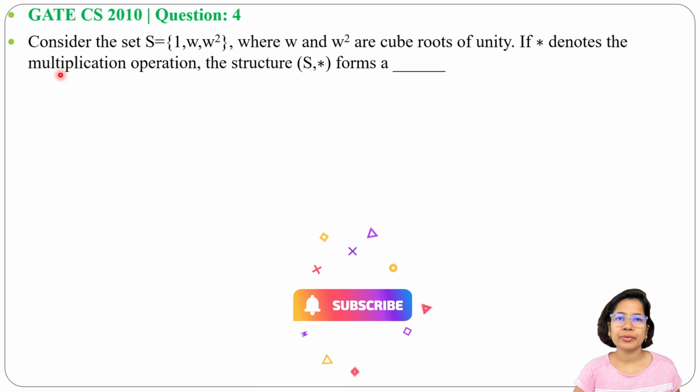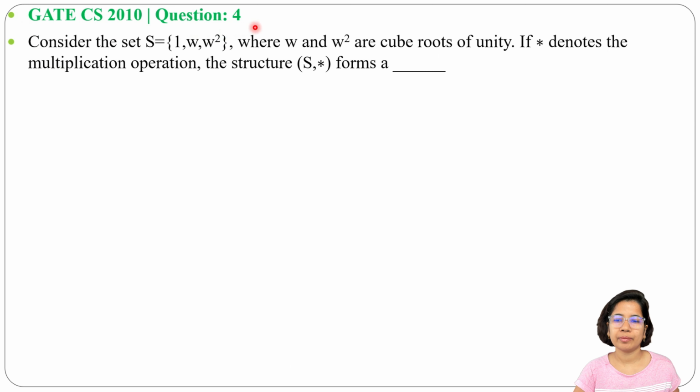Let's solve one previous question of group. This question was asked in GATE CS 2010, question number 4. Consider the set S equals {1, w, w²}, where w and w² are cube roots of unity. If * denotes the multiplication operation, the structure (S, *) forms a dash.